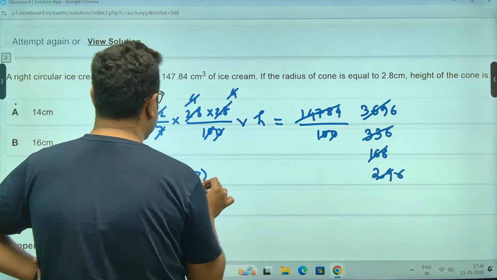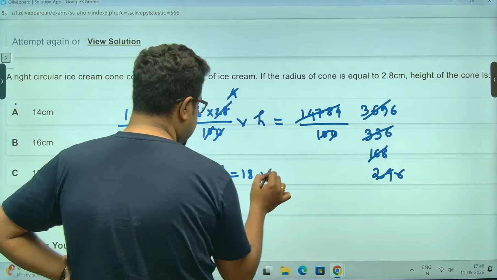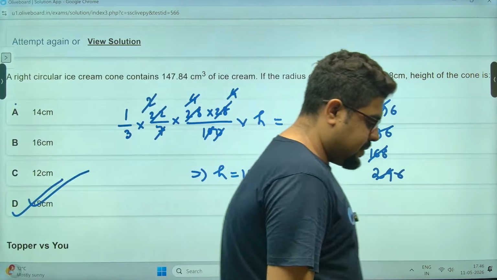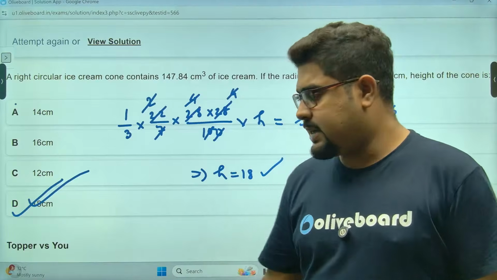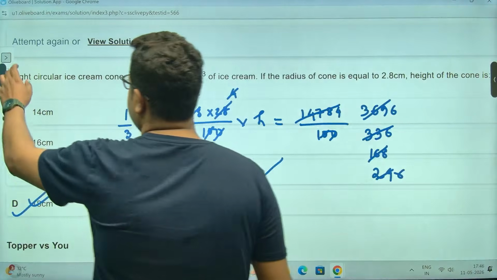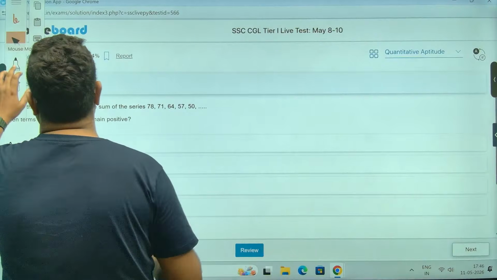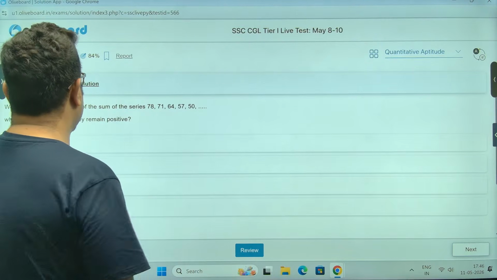Now it makes sense. H is 3 6s are 18. I told you, I did something wrong in the calculation. That is 18, sir. Option D, 18 is the answer. Done. Next one, please. Last question.